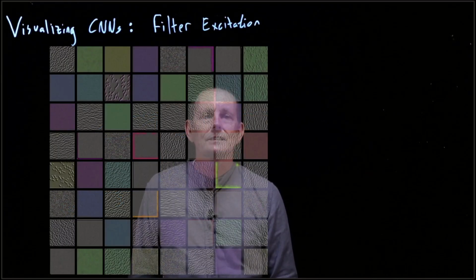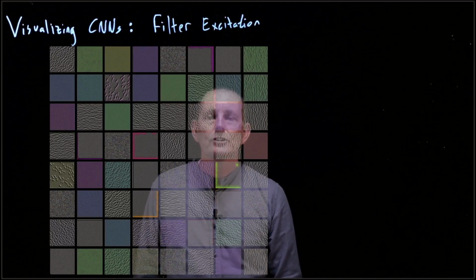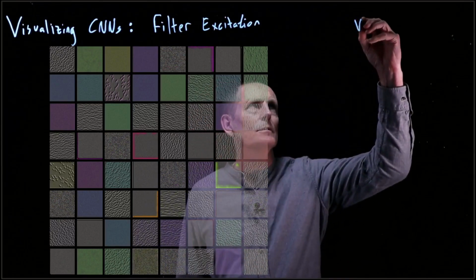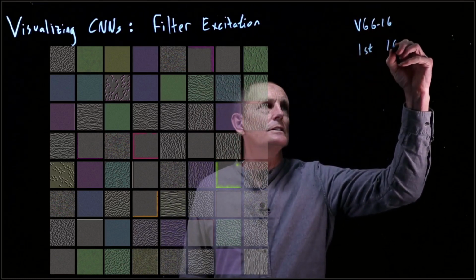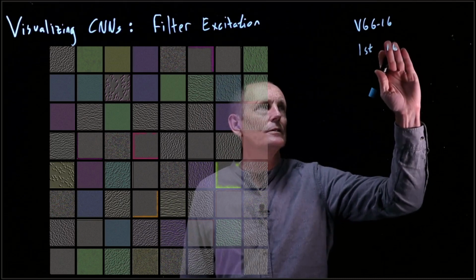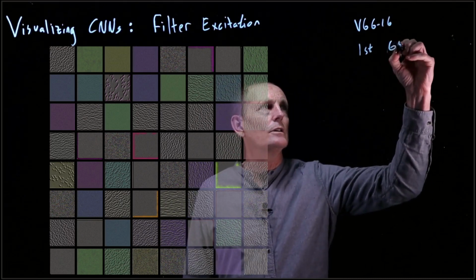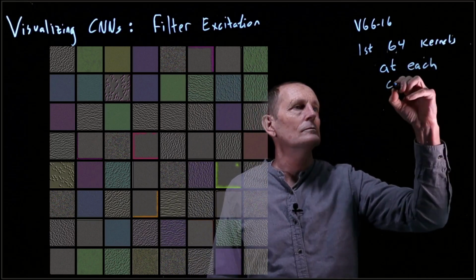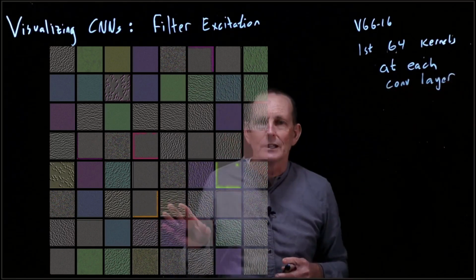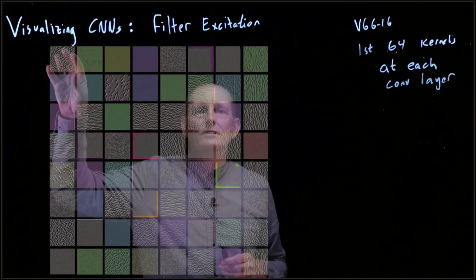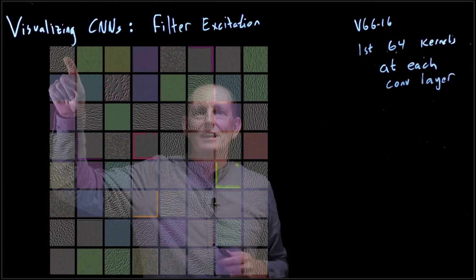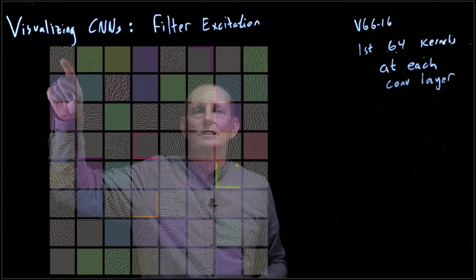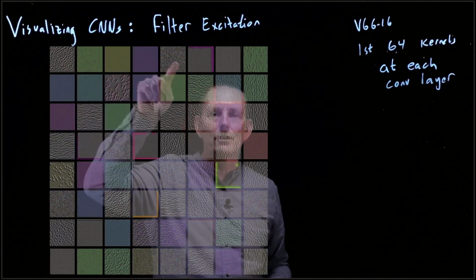So this is the first 64 channels. This is in VGG 16, I believe. And we're going to look at the first 64 kernels at each one of our convolution layers. So if we look at our first convolution layer, we see here, these again are the images that we created from gradient ascent, that this is the one that the first kernel responds heavily to. This the second, this the third, this the fourth, and so on.